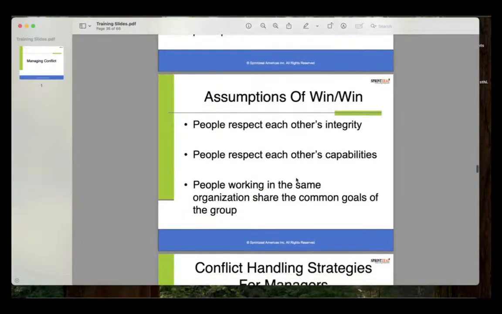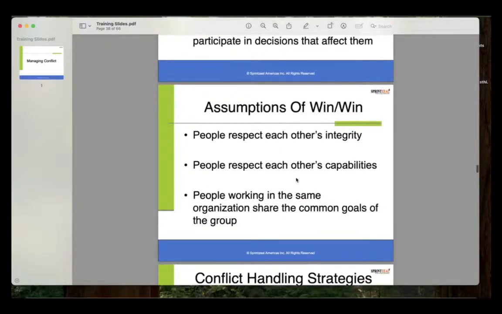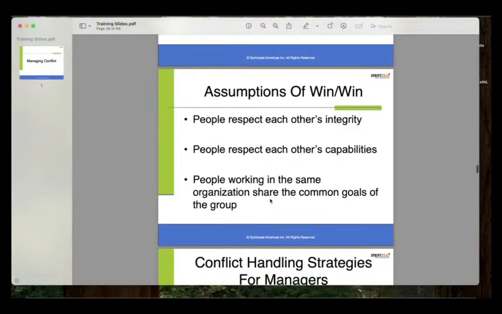People working in the same organization share the common goals of the group. Since the goal is common for all the parties, whether it is the other party or the first party, as we discussed, just take an example, whether it is an employer or the employee, if the goal is the same, that is when in win-win strategy, these things are assumed. This must be the situation, must be the case, then only are we going to apply the win-win strategy. Okay, I hope this is clear.